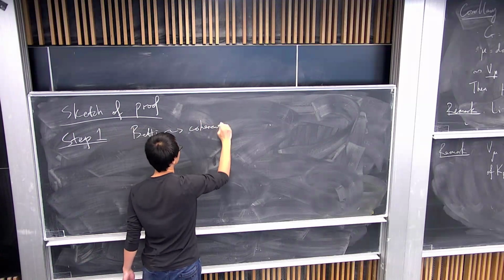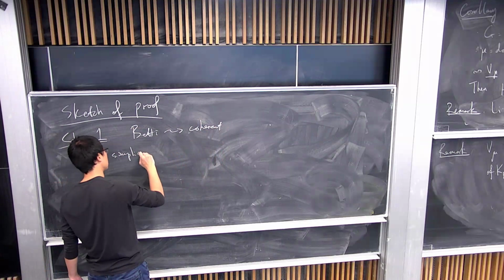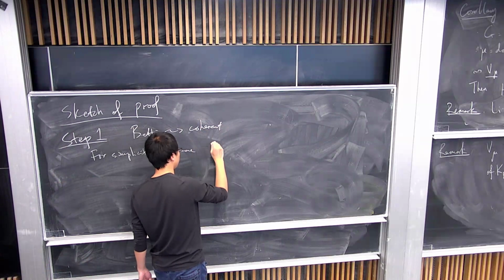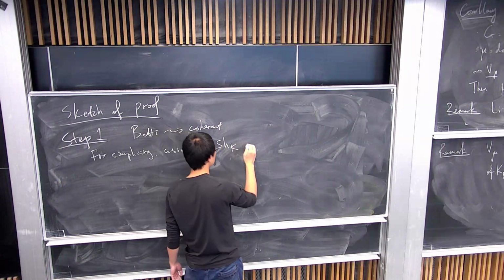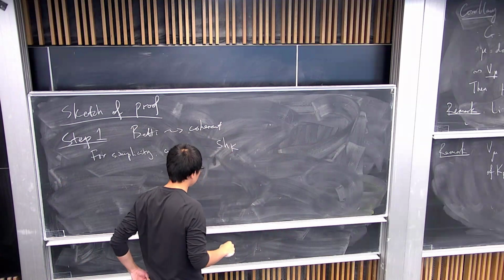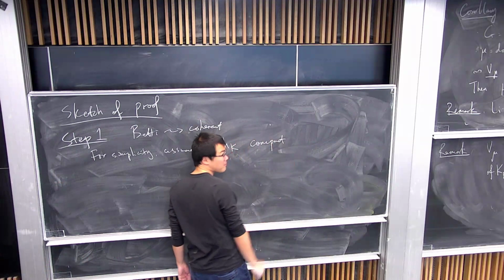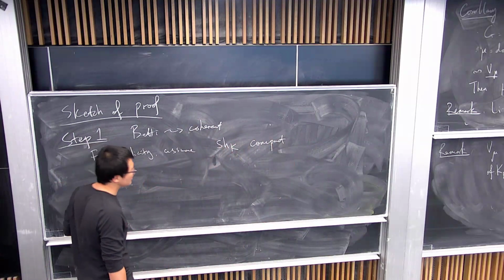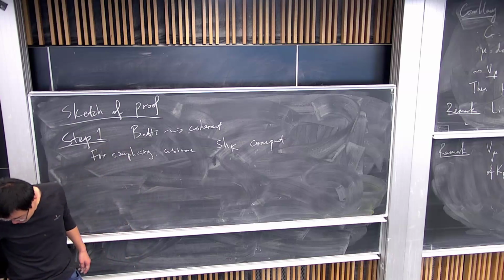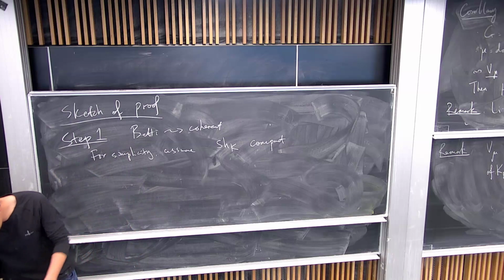So for simplicity, let me assume first the Shimura variety. From now on I will just fix some level at p. Let me assume the Shimura variety is compact, so that I don't need to deal with compactification. But in general, I need to use both the minimal and the toroidal compactification. So I will not do it here.